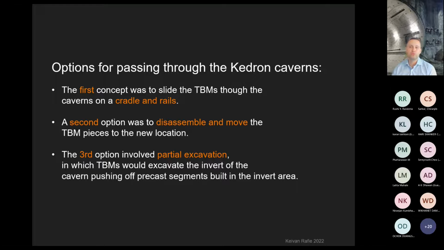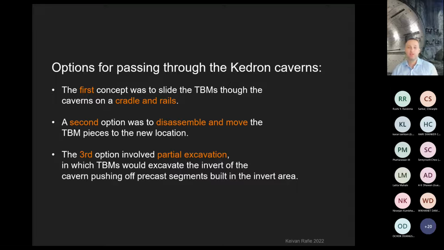The first option was to just slide the TBM through the caverns on a cradle and rails. Another option was to disassemble the whole TBM, move the parts, and put the pieces together again. And the third option involved partial excavation, which is the topic of this presentation, in which the TBMs would excavate the invert of the cavern, so they can use their own rams to push off the precast segments, just at the bottom, around 6 o'clock.